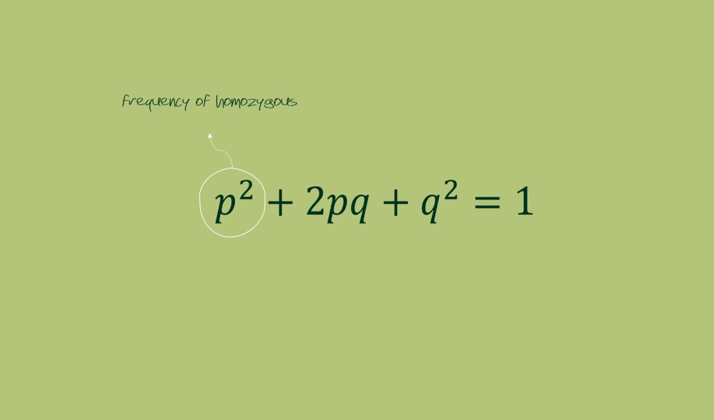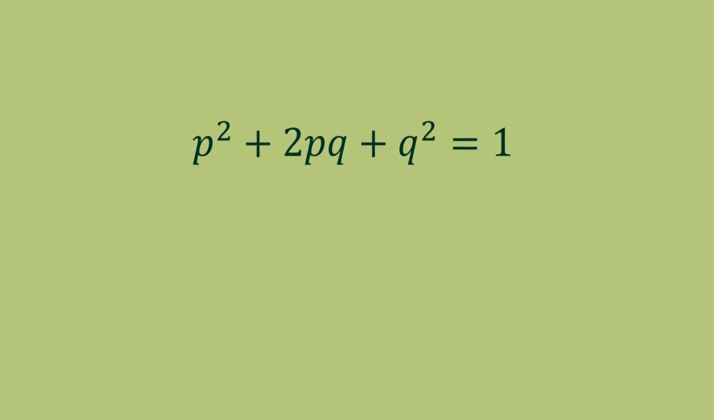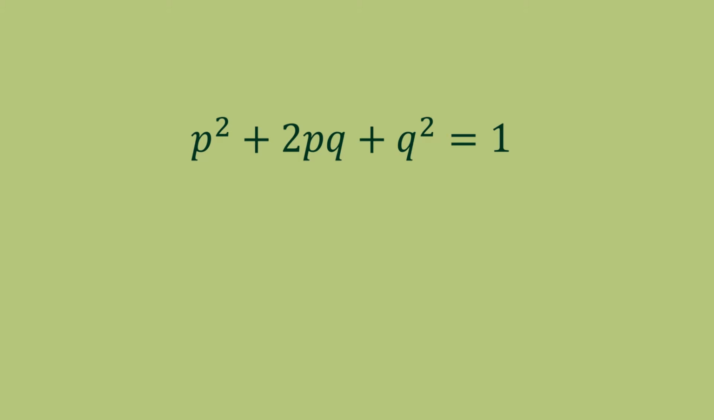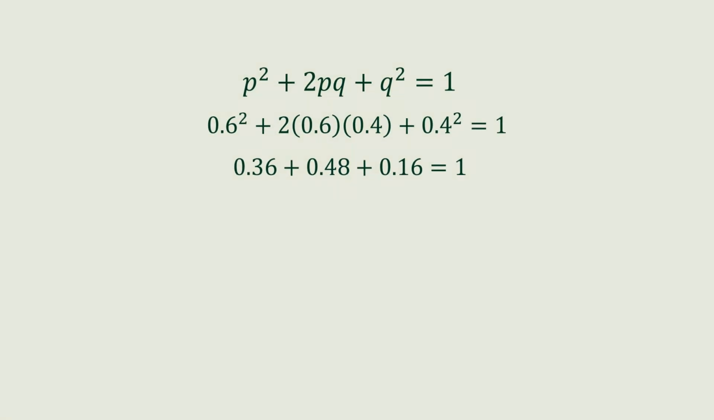Given the P and Q allele frequencies, the Hardy-Weinberg equilibrium allows us to calculate the genotype frequencies in the population as follows, where P squared is the frequency of the homozygous dominant, 2PQ is the frequency of the heterozygous genotype, and Q squared is the frequency of the homozygous recessive. Now let's input the P and Q values in the formula. Therefore, the overall probability for each expected genotype in this population is shown as follows.